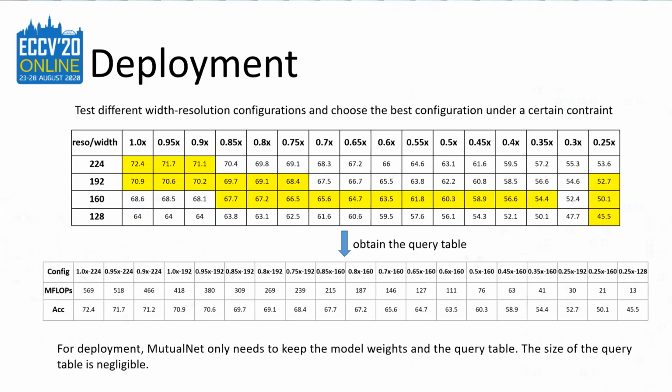After we get this table, we choose the best performing configuration under each FLOPs constraint. This makes up our query table, as shown at the bottom. For deployment, we only need to keep the model weights and the query table. The size of the query table is negligible, so the memory footprint of MutualNet is the same as a single model. During inference, when given a resource constraint, we can look up the best width-resolution configuration in the query table and adjust the model accordingly.